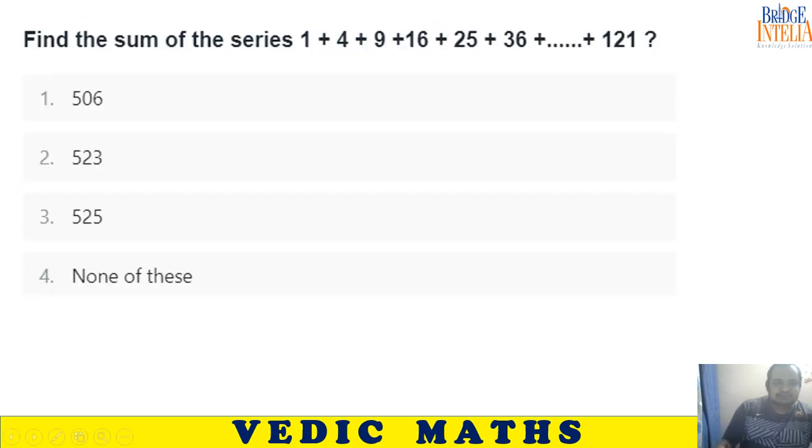Let's see the next one. Find the sum of the series. The given series is 1 plus 4 plus 9 plus 16. So 1 can be written as 1 square, and 4 can be written as 2 square.